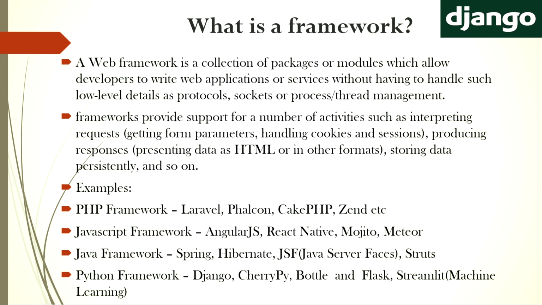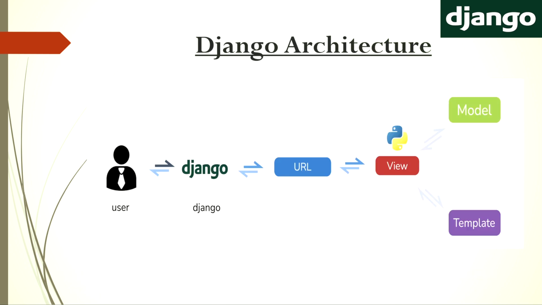Now, Django is a Python framework. We also have other frameworks such as Flask, Streamlit, etc. And the architecture of Django framework, as you can see on screen, is this way. Now, a user is going to request for a web page in the server. Now, please remember Django is a server-sided framework.